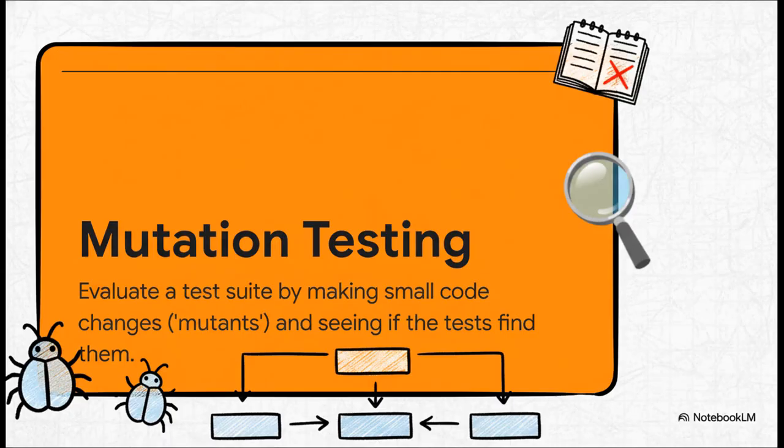And this brings us to our third tool, mutation testing. The idea here is just genius, really. To see how good your tests are, you intentionally break your code in small ways. You create these slightly faulty versions called mutants, and then you unleash your test suite on them to see if it can spot the problems.